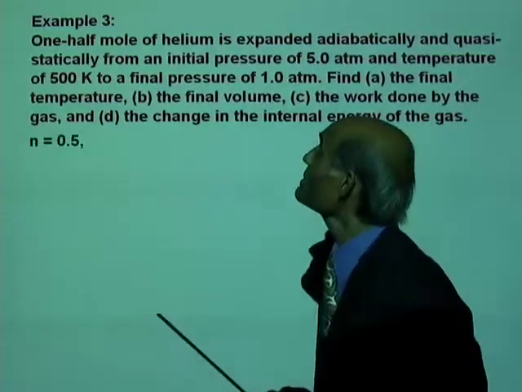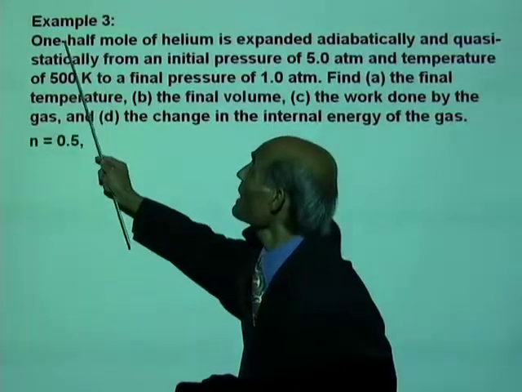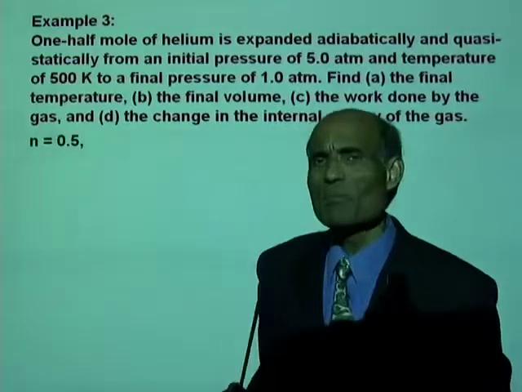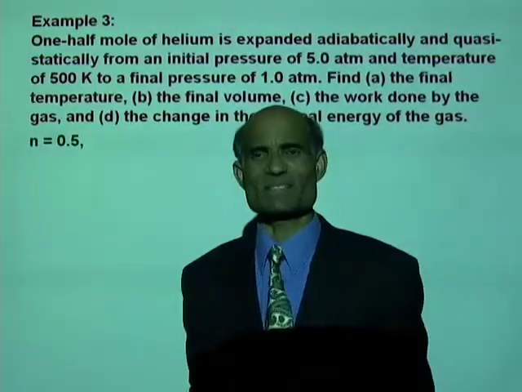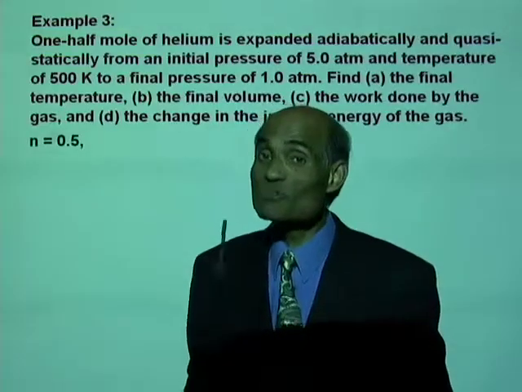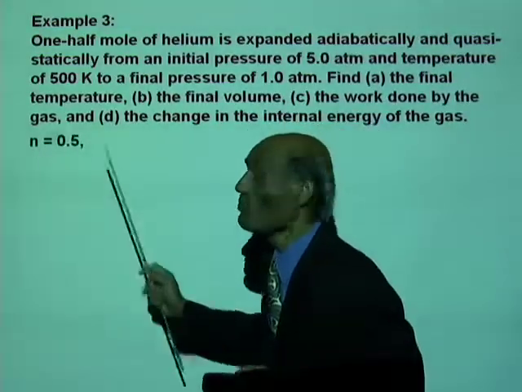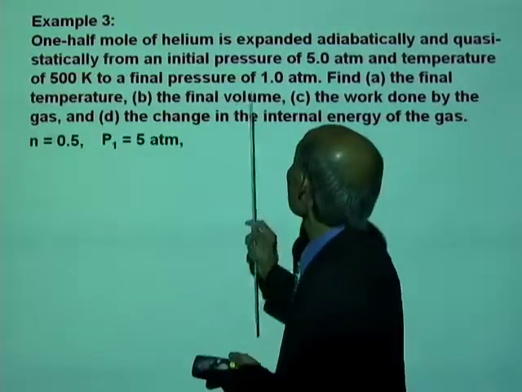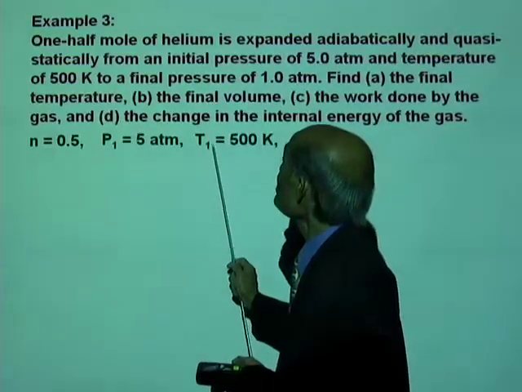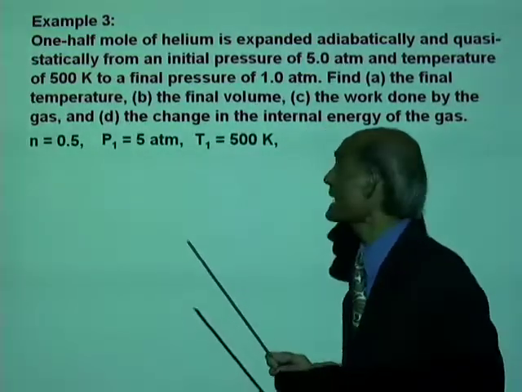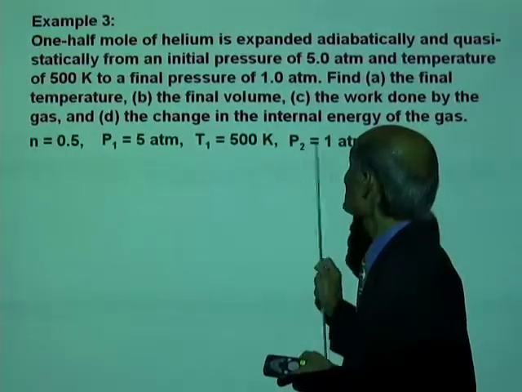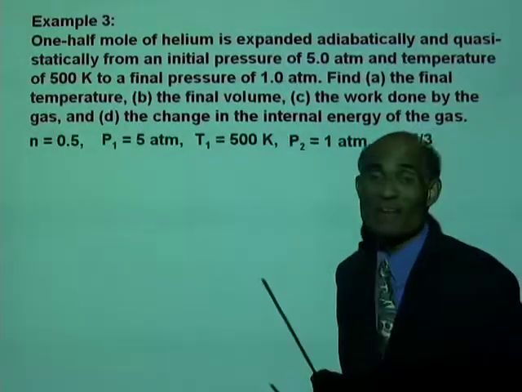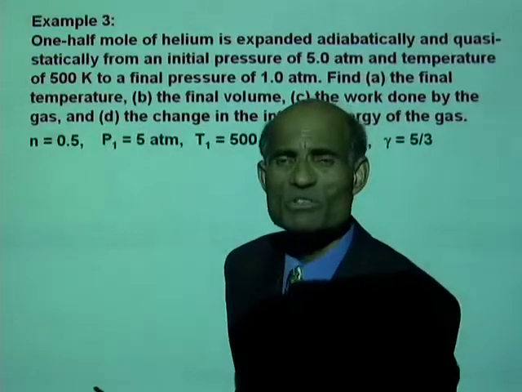What are the given quantities? We are told that you are given half a mole of helium. Now tell me, is helium a monoatomic gas or a diatomic gas? Helium is monoatomic, is that right? So number of moles of gas is 0.5. The initial pressure is 5 atmosphere. Initial temperature is 500 Kelvin. The final pressure is 1 atmosphere. And gamma is 5/3. How did I get gamma equal to 5/3?